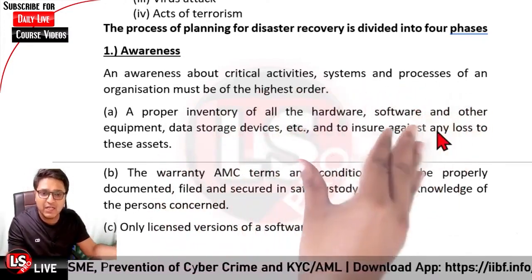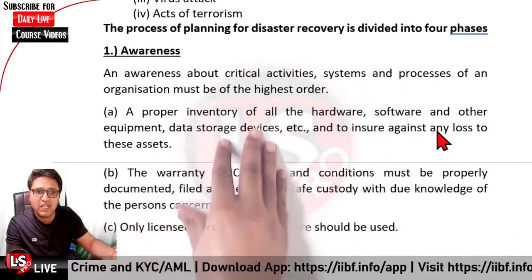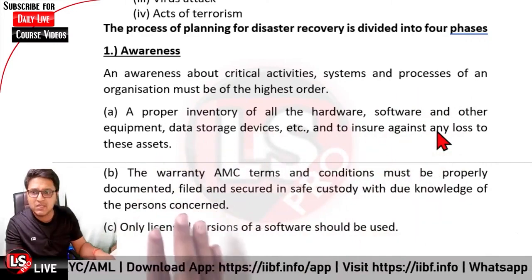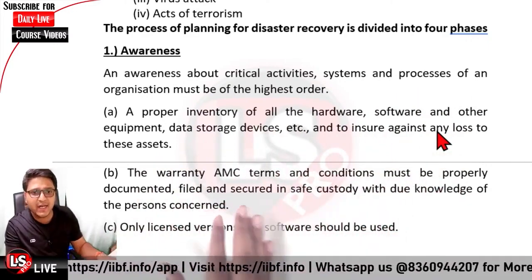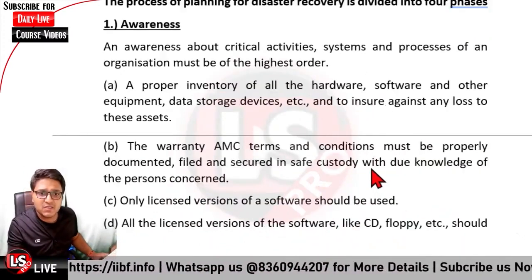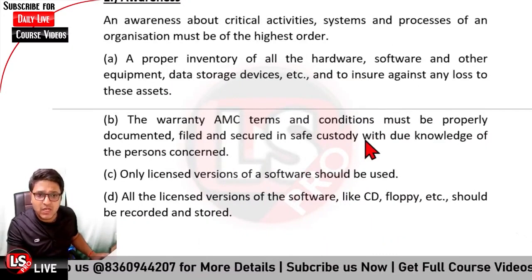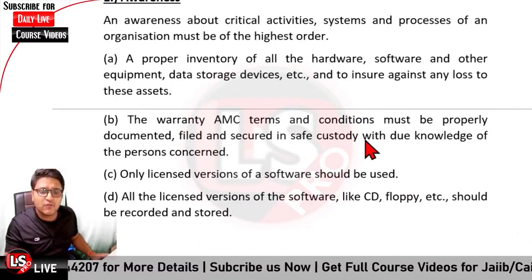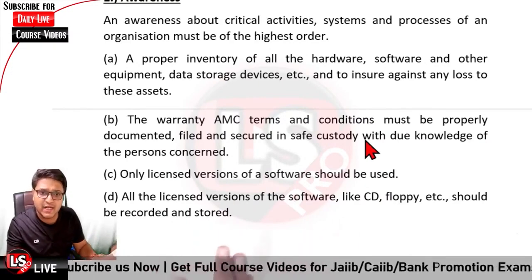It is very important that there is awareness of which software or hardware components are very critical, and regarding them all the data inventory must be maintained. If it is regarding warranty or insurance, all the conditions must be properly documented and secured in safe custody with due knowledge of the persons concerned. Only licensed versions of software should be used, and all the licensed versions, like floppy or CD disks, must be recorded and stored.